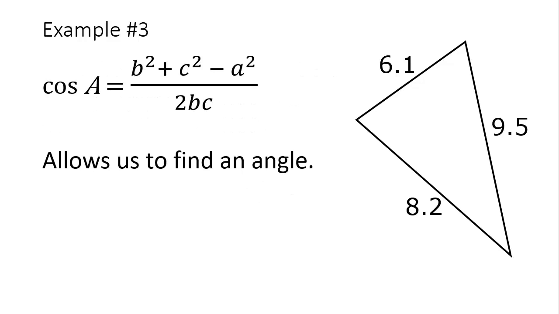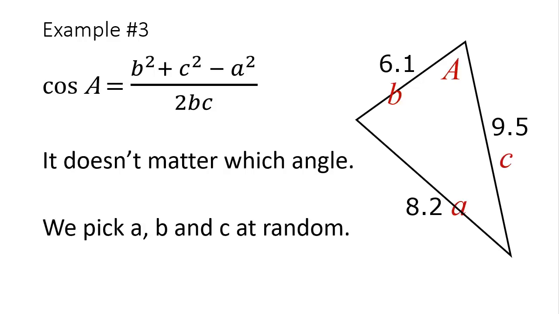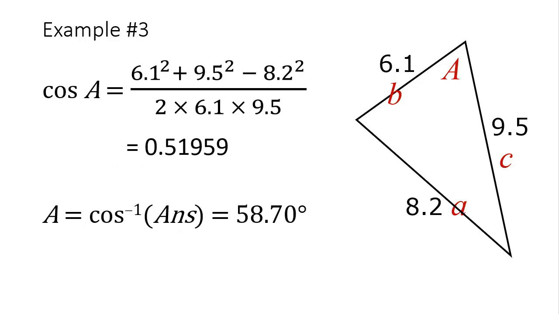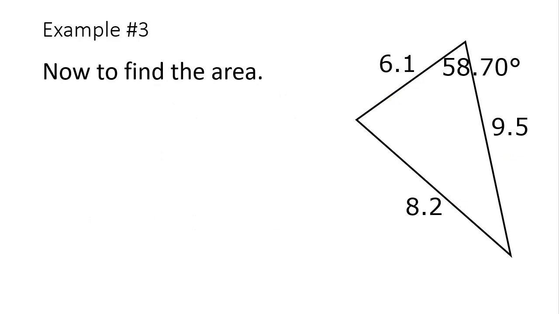That would help us to find an angle. What do we need? We need 3 sides, B, C and A. Well, we have 3 sides, so we can do it. We're going to label them, and we're just going to do it at random. It doesn't matter which one you pick. We've picked this angle to be found, which means this side is A, the other 2 are B or C, doesn't matter which. And we stick our values in, and we get that our angle is 58.7 degrees.